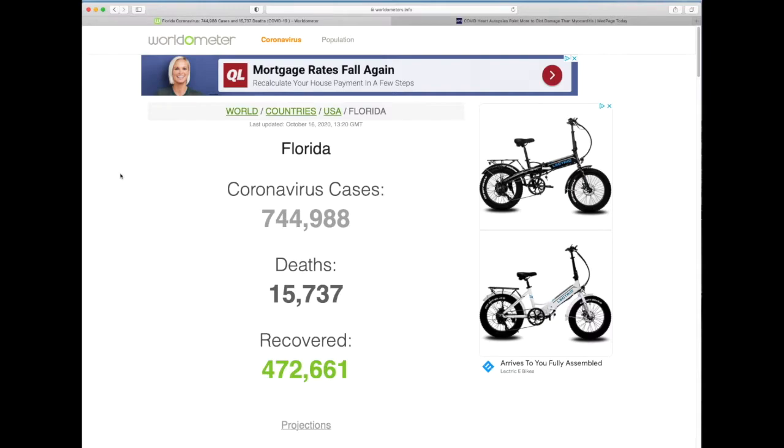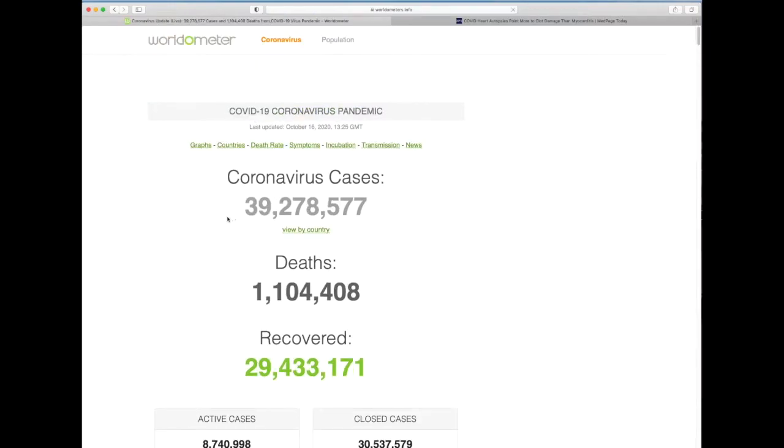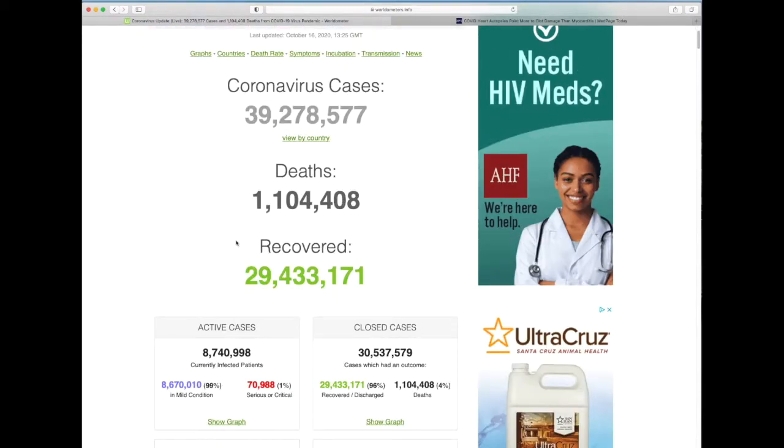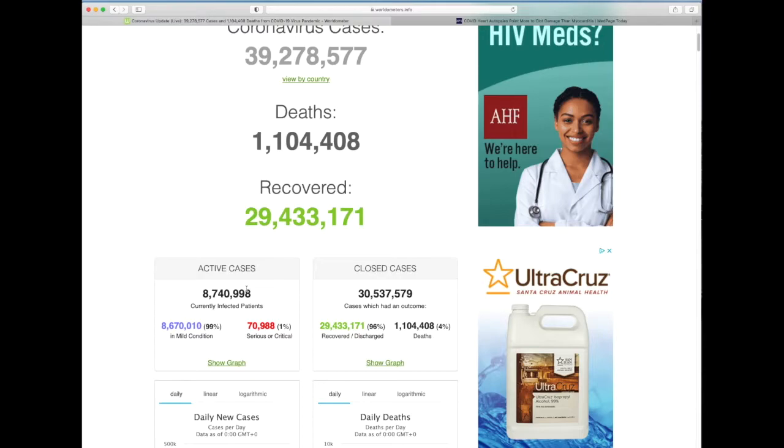So this is Worldometers.info. I could go to different websites, like Johns Hopkins has one. I could go to the Florida COVID dashboard for Florida. I might do that. This is what I see as a person who understands math when I look at the numbers. So let's go back to the world. There have been almost 40 million cases and 1.1 million deaths. Now, if you divide that, you're going to think, ooh, you know, right?